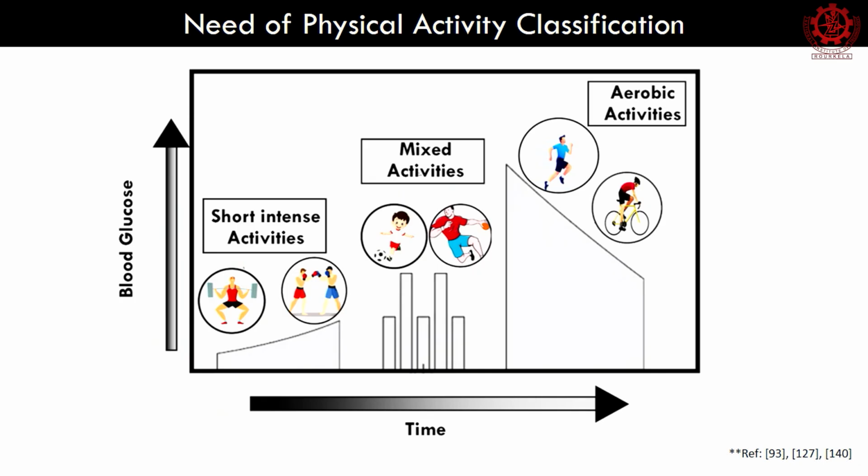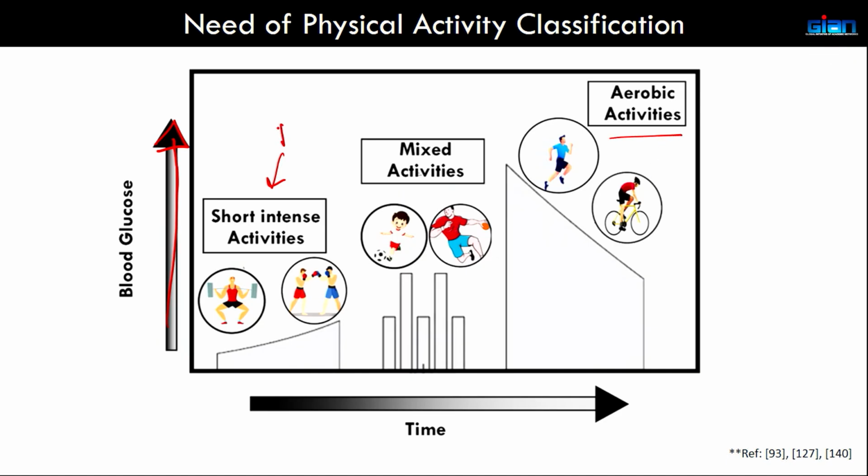So, as we look into the different kinds of physical activity, if you go for a short high intensity physical activity, then there is more chance of blood glucose being increased, because the body needs a very sudden burst of energy. That's why glucose levels increase. But if you go for aerobic activities, then the glucose levels tend to fall. So in anaerobic it goes up, and in aerobic it goes down.